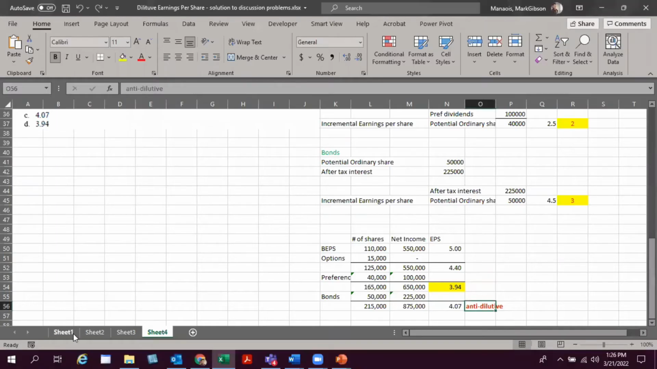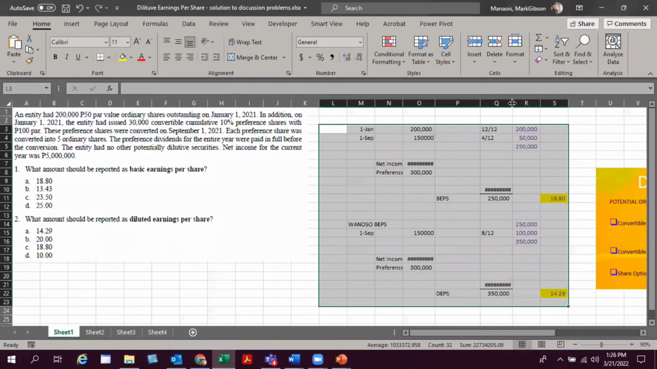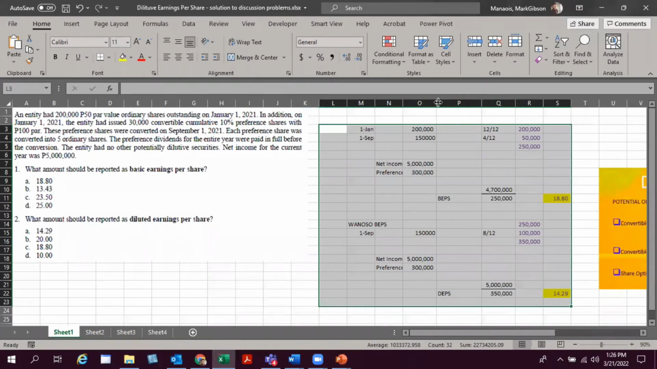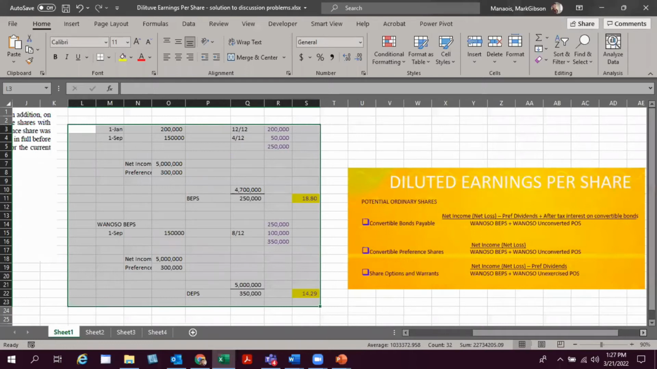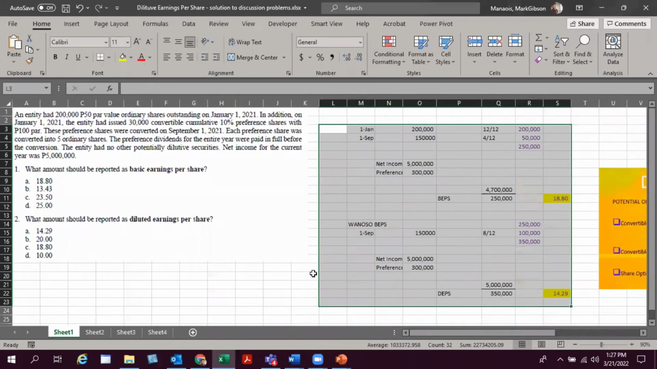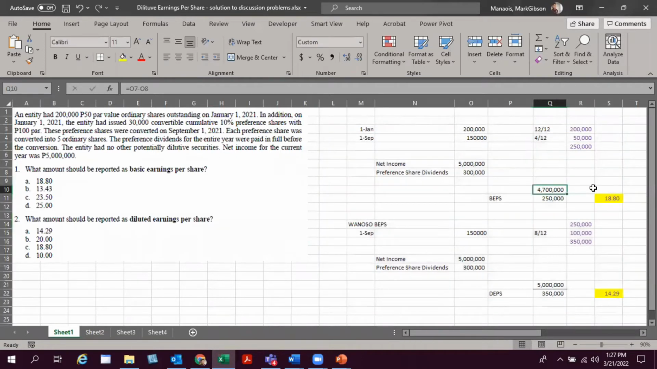Let's have problem number 1. Screen ko ngayon. Sige. Number one, pag-usapan natin yung basic earnings per share. Our formula would be the net income less your preferred dividends. We have net income that's given naman, that's 5 million.